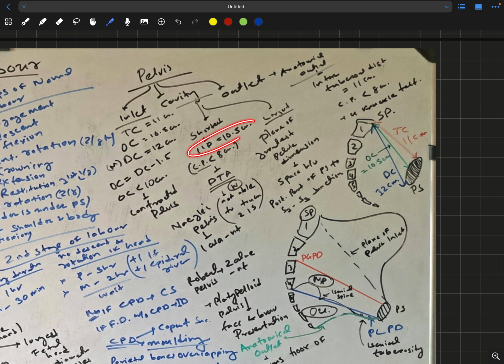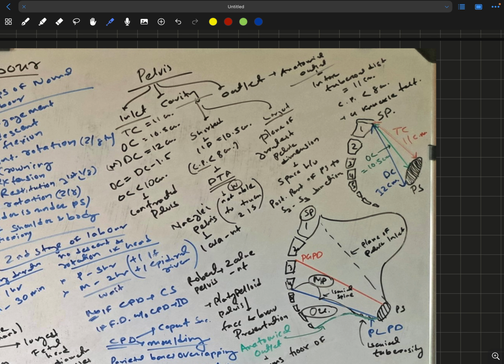The interischial diameter is normally 10.5 centimeter. If it is less than 8 centimeter, it is called contracted pelvis, and we see deep transverse arrest in this case. Remember, the obstetric conjugate is also 10.5 centimeter, but we say contracted pelvis when the obstetric conjugate is less than 10. For the interischial diameter, we say contracted pelvis if it is less than 8 centimeter.